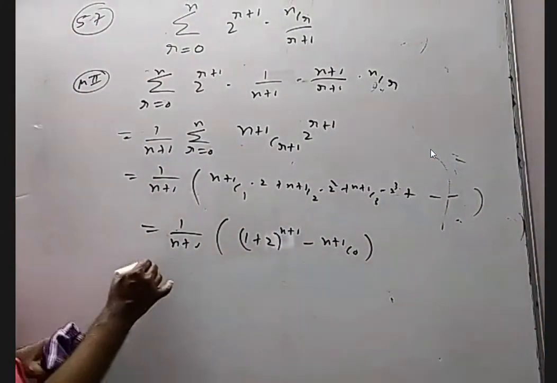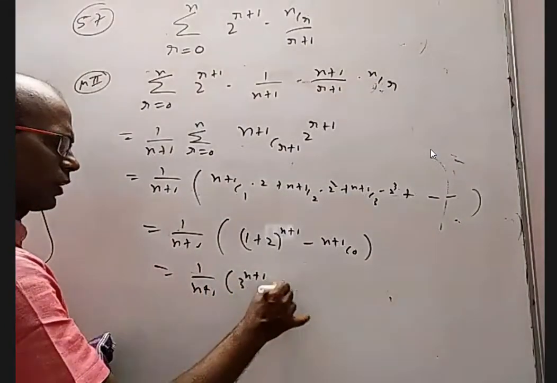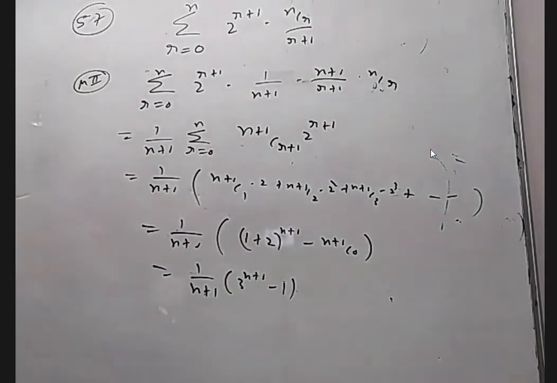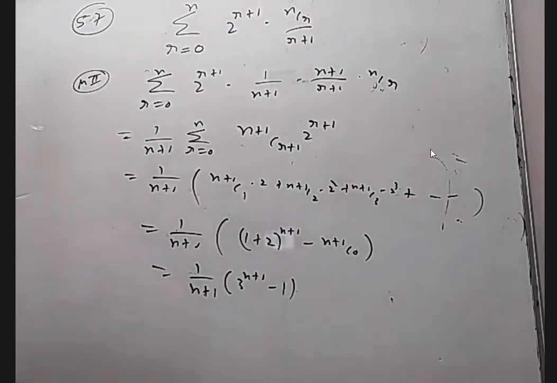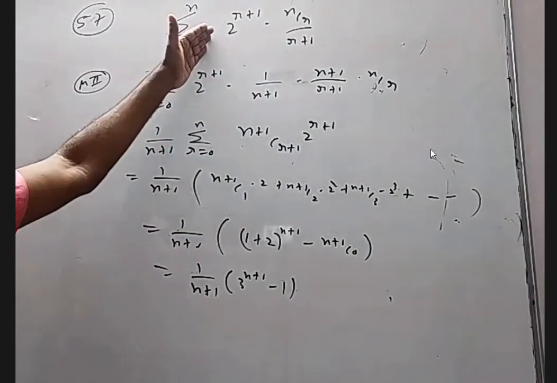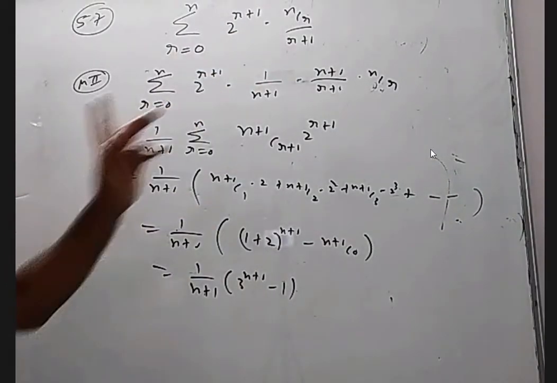Okay, that's it, we got it. 1 by n plus 1 into 3 power n plus 1 minus 1. So it is always good to know both the methods. One is using differentiation or integration. Another one is how to remove the expressions in terms of r if you have multiplied with them, or how to avoid them if you divide with some expression in terms of r, using only one formula.